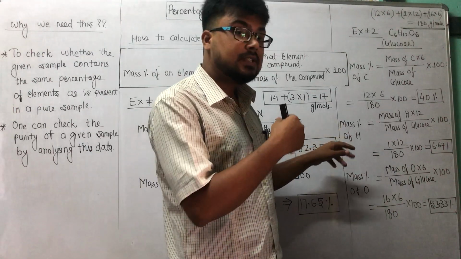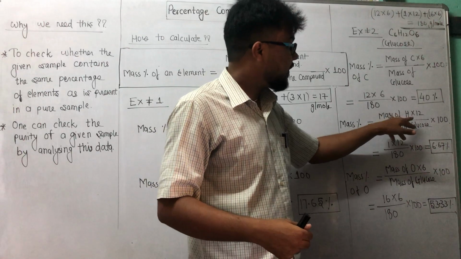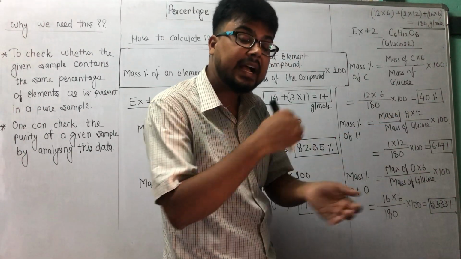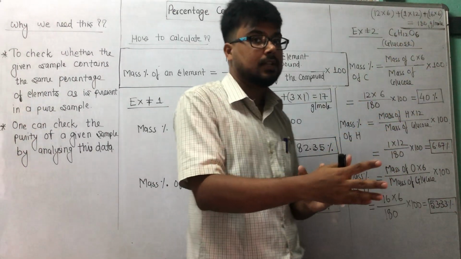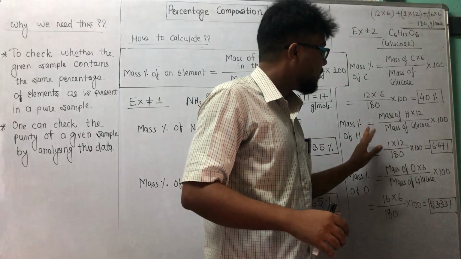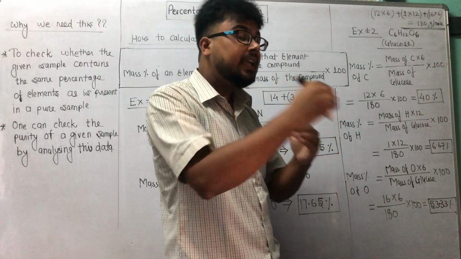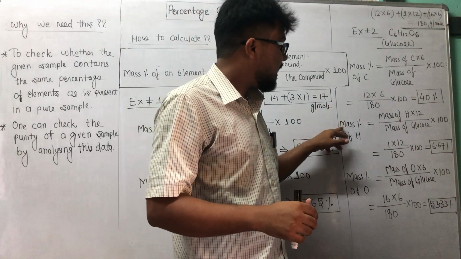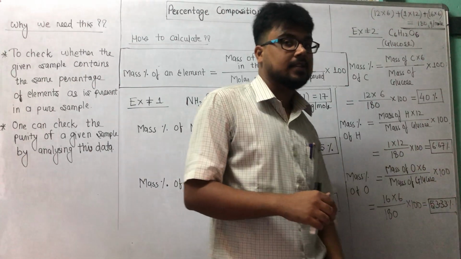Correct? Next is the mass percent of hydrogen. So the mass of hydrogen multiplied by 12. Why again multiply by 12? Because in glucose there are 12 hydrogen atoms. Correct? So the mass of hydrogen into 12 divided by the whole mass of glucose multiplied by 100. The mass percent of hydrogen in glucose will be around 6.67%.